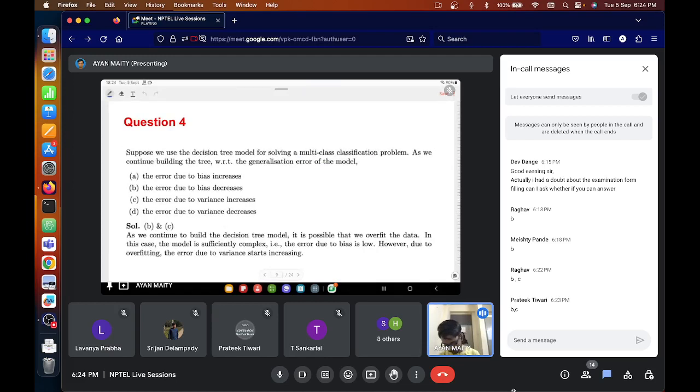So the correct answers are B and C. As we discussed also in a previous question, overfitting is a problem with decision trees. It's very easy for decision trees to overfit the training data, and if it overfits, in that case the bias will decrease. Bias is basically the prediction error or estimation error, and it would decrease, but variance would increase. So these are the two correct answers.